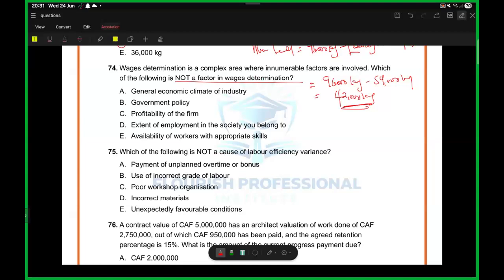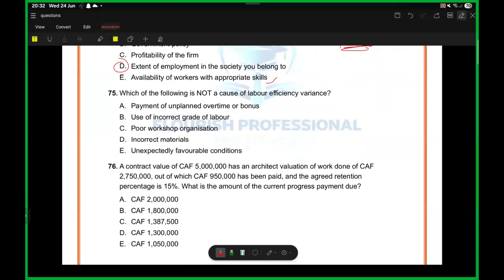If you want to determine the wage, the general economic climate of the industry is a factor, government policy, profitability, availability of workers with appropriate skills. Whether it's skilled or unskilled labor, we can consider that in setting the wages. But the extent of employment in the society you belong to has no bearing on how you determine the wages. Okay, 75.